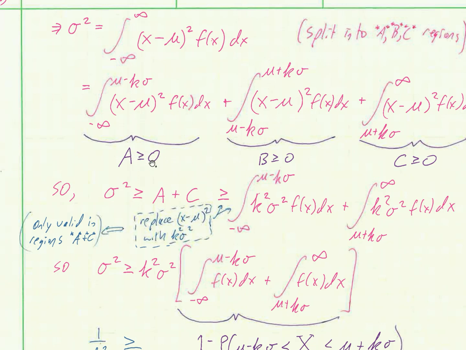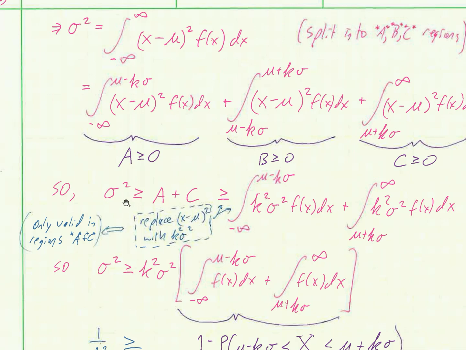A is positive, B is positive, and C is positive, right? These are all positive things because all we're doing is accumulating a squared quantity, which is positive. F, probability distribution values, those are probability densities, those are always positive. So all three of these terms have to be positive, right? It's important that they're all positive so that we can have that inequality.